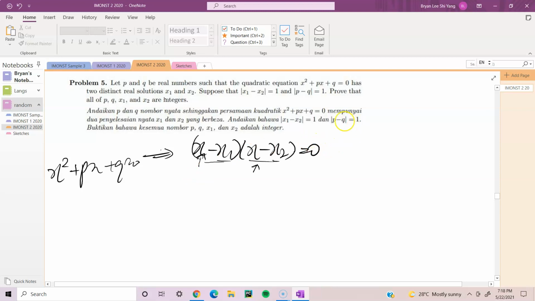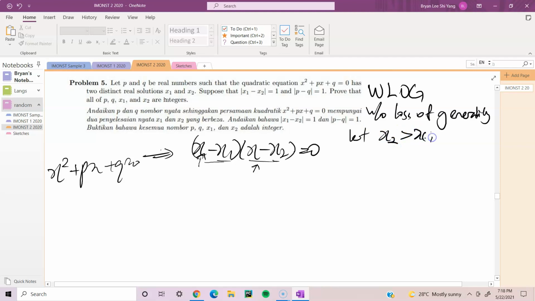Because the order of x1 and x2 does not matter, since they are still unknown, we can write WLOG, meaning without loss of generality, let x2 be larger than x1, so that x1 minus x2 is actually -1, and then x2 is equal to x1 plus 1. With this, we can make a bit of a substitution later on.